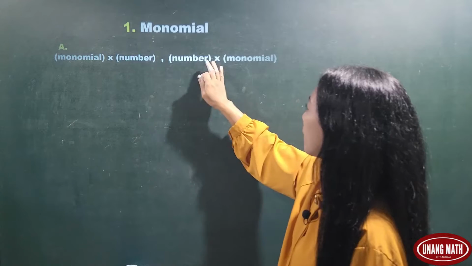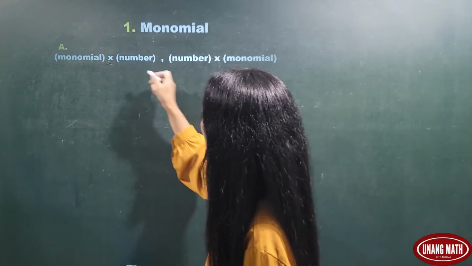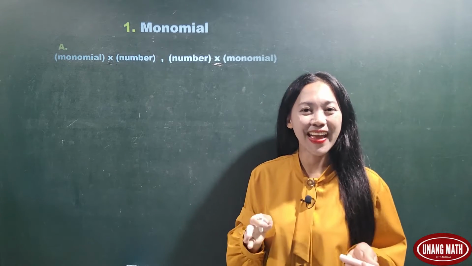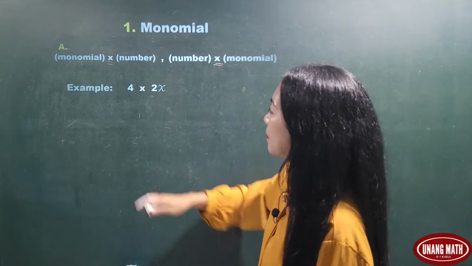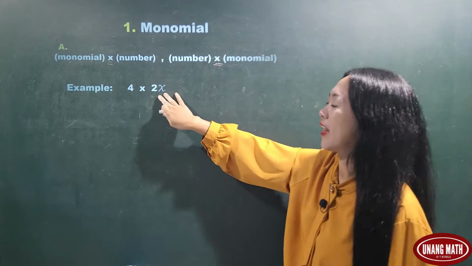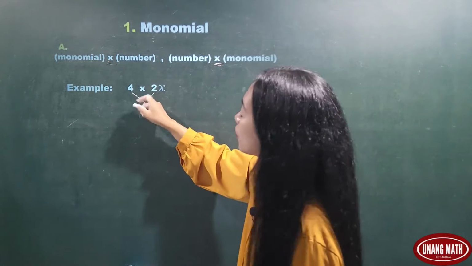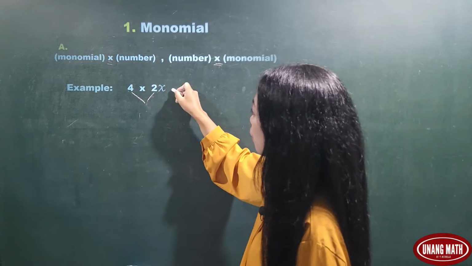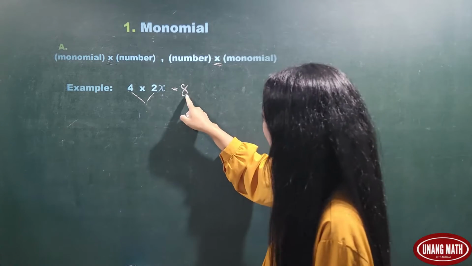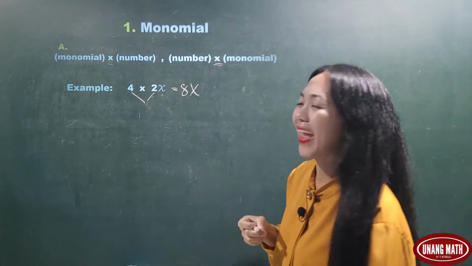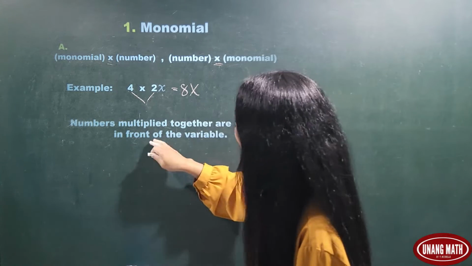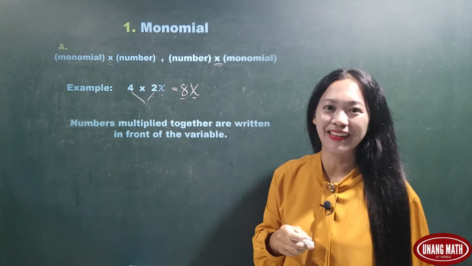Monomial times number or number times monomial. Since the operation is multiplication, we can just interchange or reorder the given, and the answer is still the same. Okay, example, 4 times 2x. 4 is a number, 2x is monomial. To answer this, we just need to multiply the numbers. So 4 times 2 equals 8. And then write the variable x to the right of 8. So the answer is 8x. Numbers multiplied together are written in front of the variable.